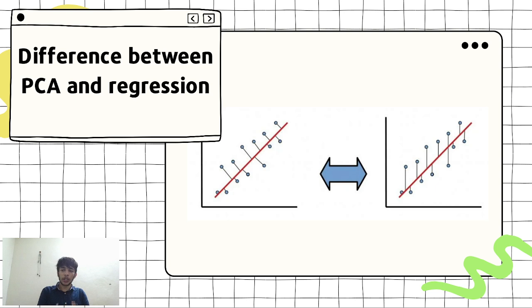So one thing I'd like to touch upon is the difference between PCA and regression. This is something that confused me quite a bit as well. But the key difference is, in PCA, as we learned in class, we try to minimize the sum of the squared distances from the projection. Whereas in linear regression, we just try to minimize the difference between our prediction, not the distance from the projection, but just the vertical distance.